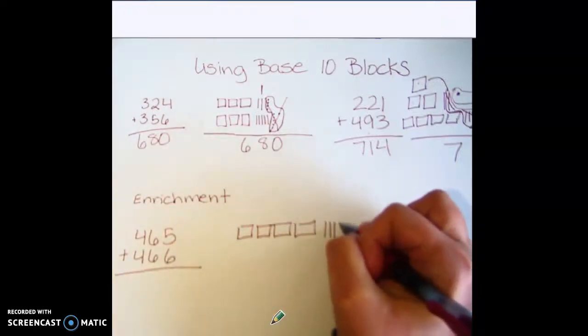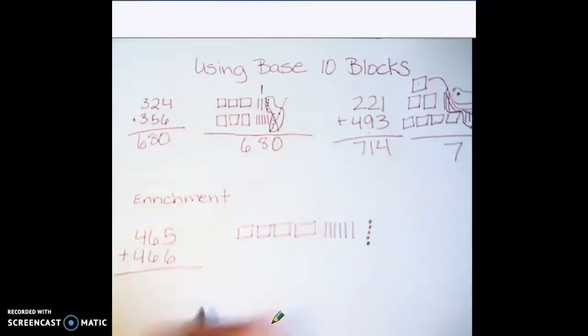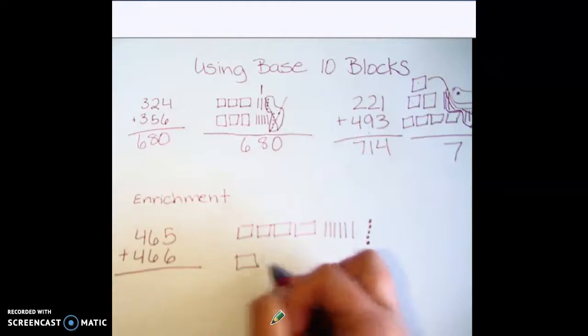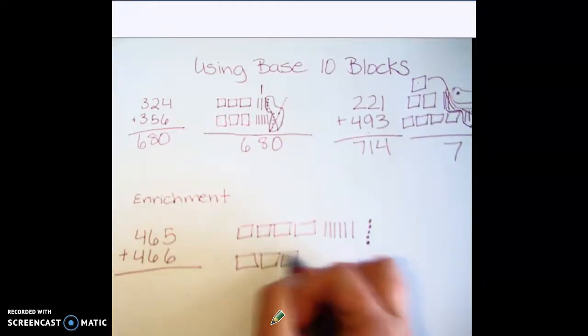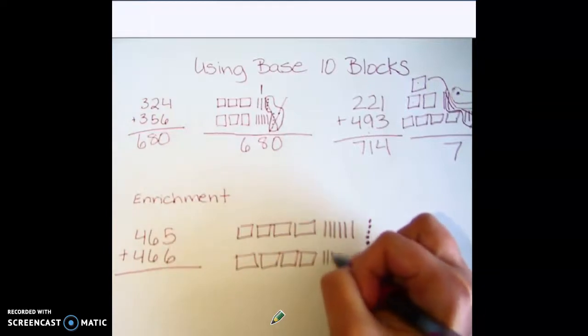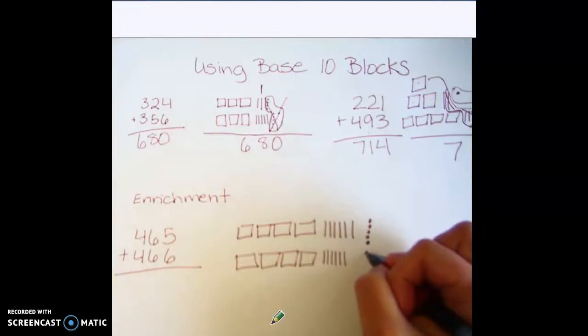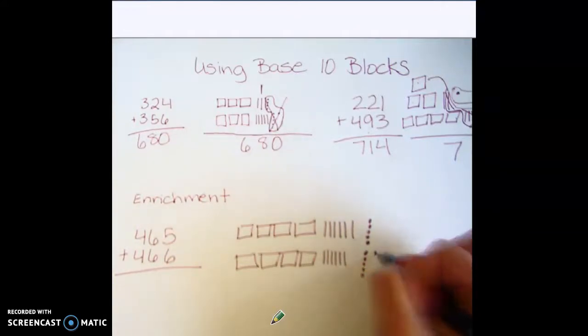I need 6 tens. 1, 2, 3, 4, 5, 6. I need 5 ones. 1, 2, 3, 4, 5. I need 4 hundreds. I need 6 tens. 1, 2, 3, 4, 5, 6. And I need 6 ones. 1, 2, 3, 4, 5, and 1 more makes 6.